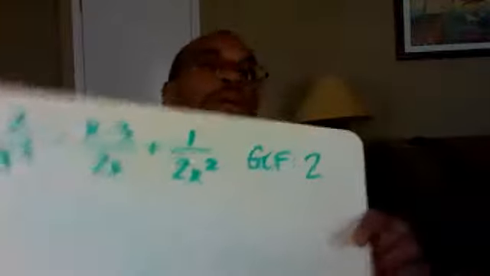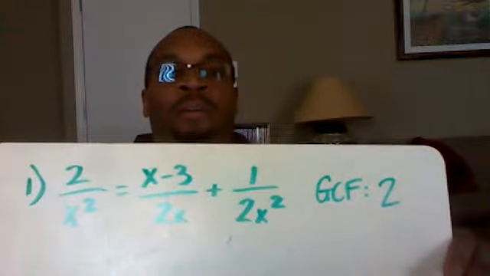Okay, looking at that problem, the first thing you want to do is ask yourself, looking at the coefficients in your denominator, what is the greatest common factor of your coefficients? Now this problem is easy. You have 2 and 2. That's the only coefficients you have in your denominator. So you can go ahead and write 2. That's the first portion of your greatest common factor.